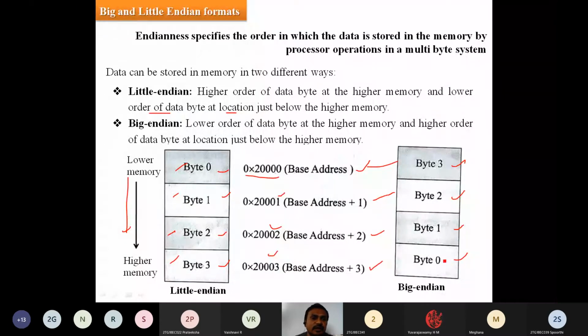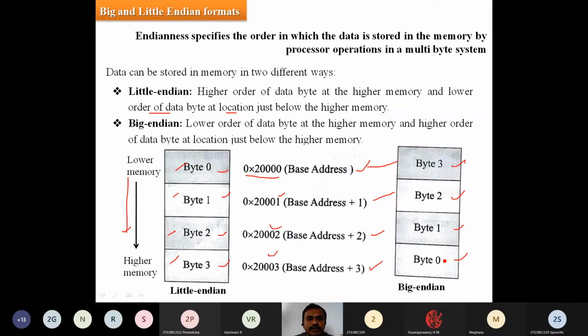So this one is the format used in the process of storing the data in memory. Storing the data in the memory is called the Endian process, and we have two types: Little Endian and Big Endian.